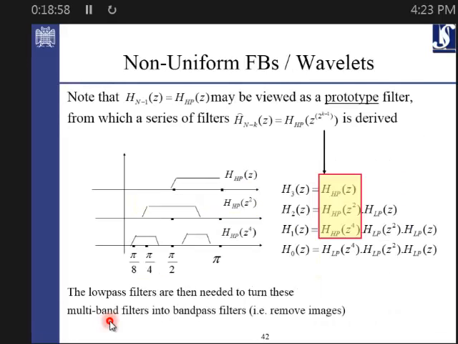This is just to say that we have a prototype filter, which is the high-pass version. But every time we go further, we just do upsampling of that filter, adding more zeros between consecutive samples. Then we multiply that by the low-pass filter, and we go ahead until we get the finest resolution that we actually need. This is how we implement this non-uniform filter bank using these two channels.